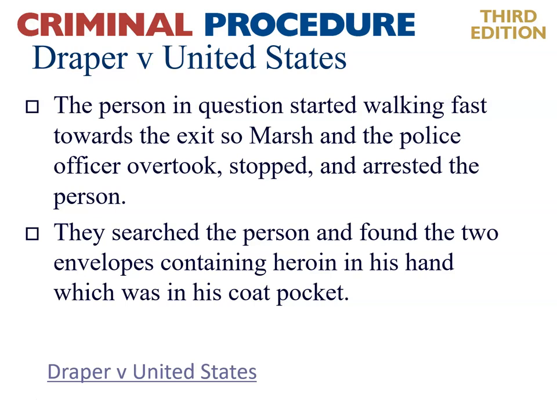Now, the person in question started walking really fast towards the exit, so Marsh and the police officer caught up to the individual, stopped the person, and arrested the person. After they arrested him, they searched him and found 2 envelopes containing heroin in his hand, which was inside of his coat pocket. They also found a syringe in a tan zipper bag. And after all this happened, Marsh then took the suspect into custody.